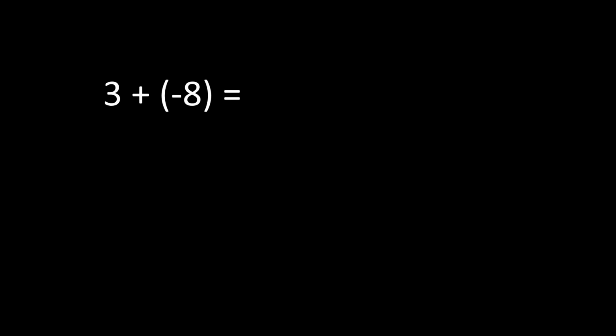In this example, we have 3 plus negative 8. So we have a positive integer plus a negative integer. So we're adding integers with different signs. So we're going to start by looking at their absolute values. The absolute value of 3 is 3, and the absolute value of negative 8 is 8. Because when you add integers with different signs, you're going to be subtracting their absolute values.